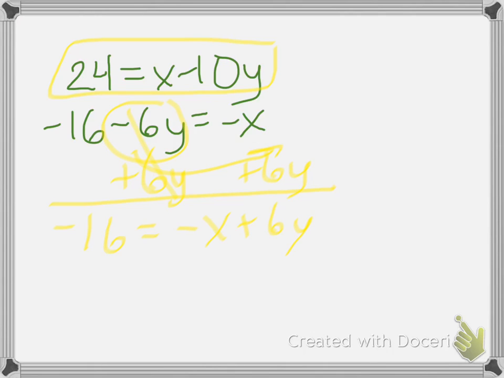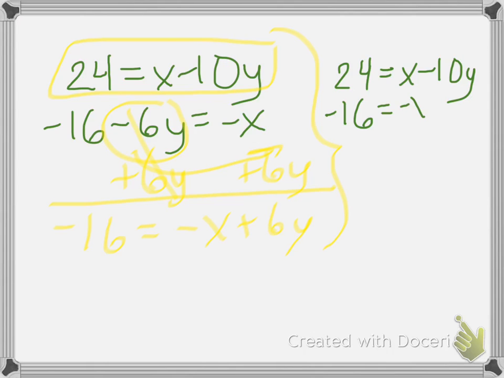So now if I take those equations and I rewrite it again, I have 24 equals x minus 10y. And the bottom equation I just changed to be negative 16 equals negative x plus 6y. Now I can do my elimination, and you can see that the x's are nicely stacked and they're perfect. They'll just eliminate and I can keep going.